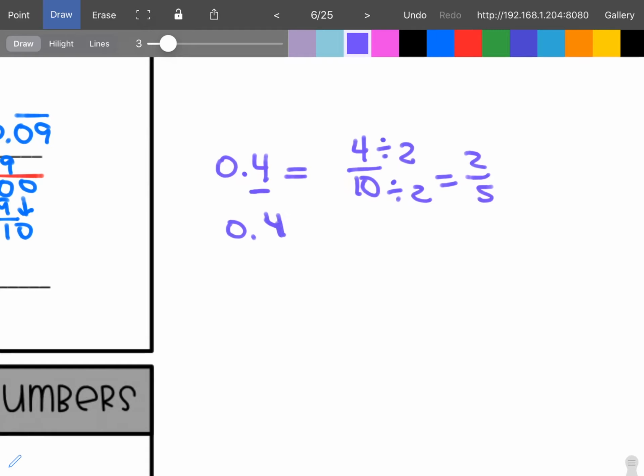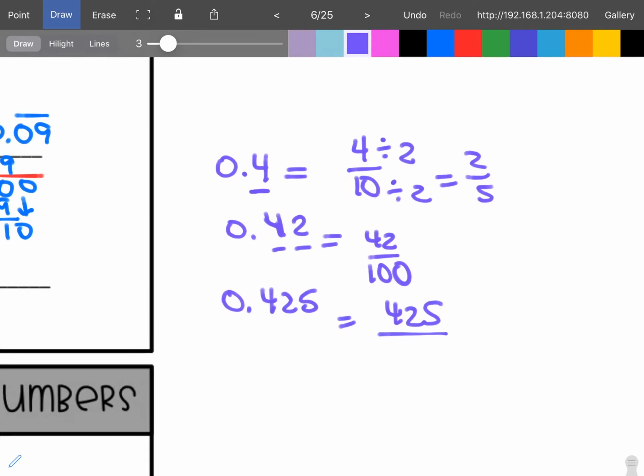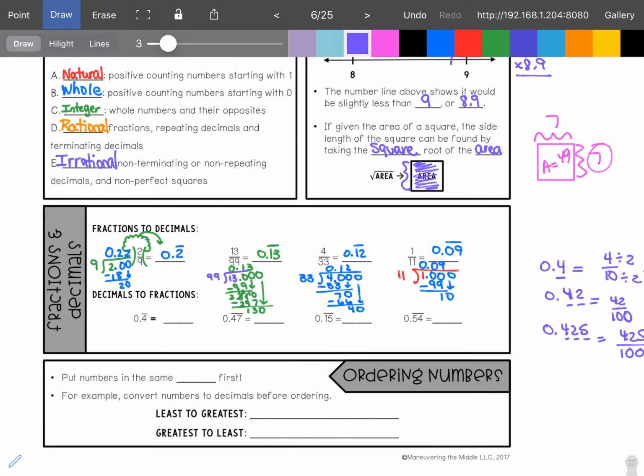But we use 10, or if this was 0.42, sorry, that's sloppy, then it would be 42 over, this is the hundredths place, would be over 100. Or if it was 0.425, then it would be 425 over 1,000, the thousandths place. So see how the denominators are going 10, 100, 1,000. Well, that's what we do for these.